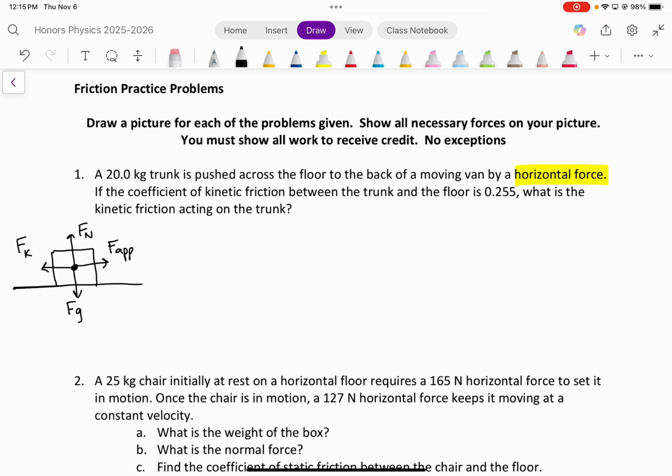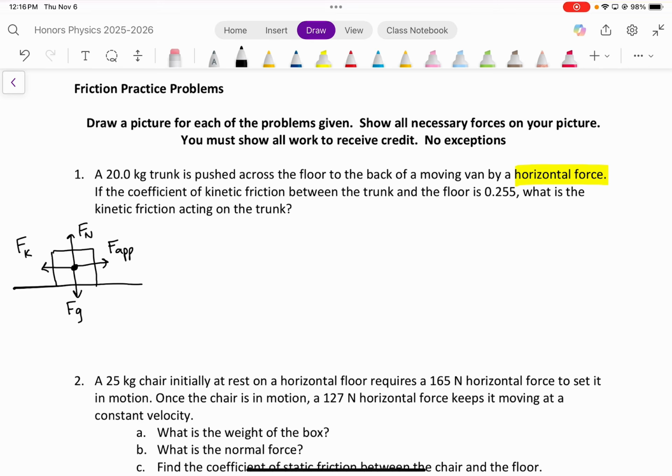So, what do I know about the force of gravity and the normal force? What can I assume? They cancel. They're going to equal each other. Why do we know that? Because it's not levitating and it's not crushing the ground. It's not crashing through the surface, and it is not levitating. So this trunk is being pushed across the floor.